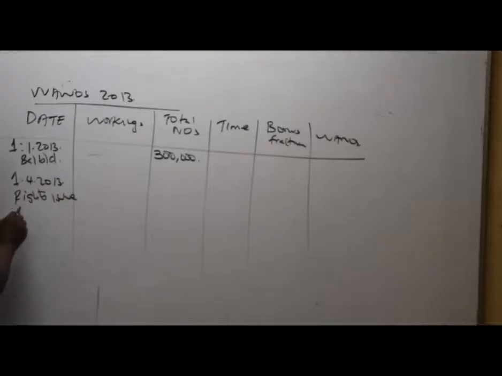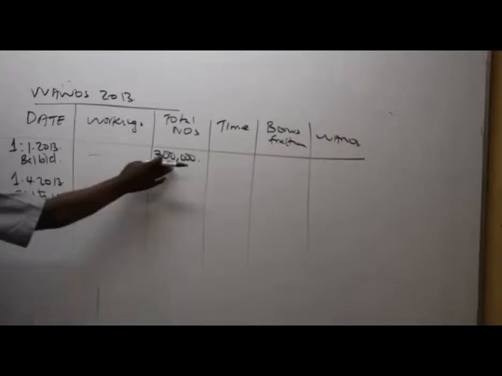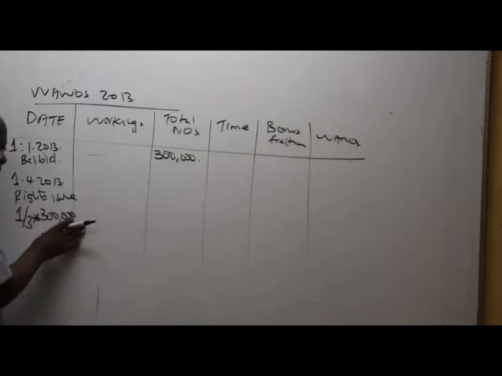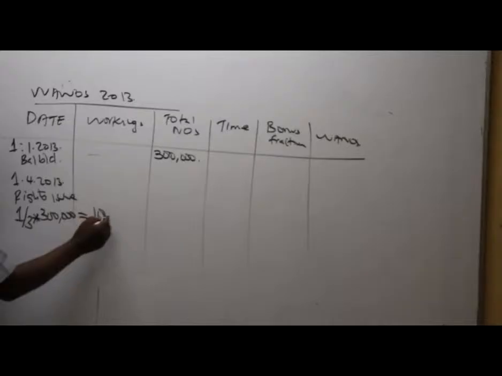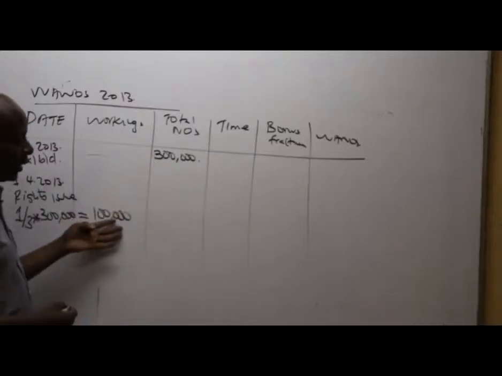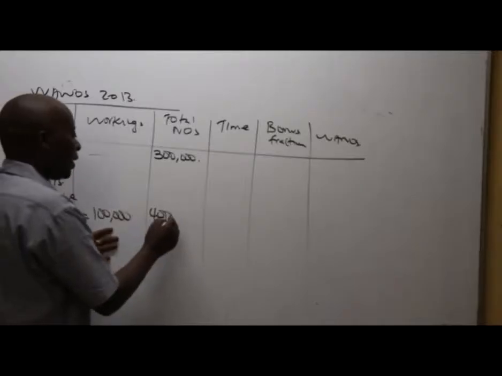So they say 1:3. So 1:3 times the outstanding number of shares. Outstanding number of shares here are 300,000, right? Which will give me how many shares here? Under the rights issue, we have 100,000. So cumulatively, how many will we have? 400,000. Thank you very much.